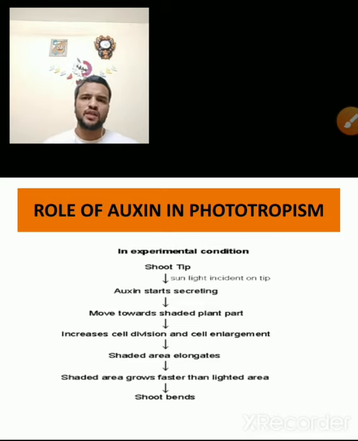So the role of auxin in phototropism is very important. It can be asked in the upcoming board exam. It may be asked for 3 marks also with the diagram. They may ask a sub question in 5 marks also. So students, please make a note of it. Role of auxin in phototropism.